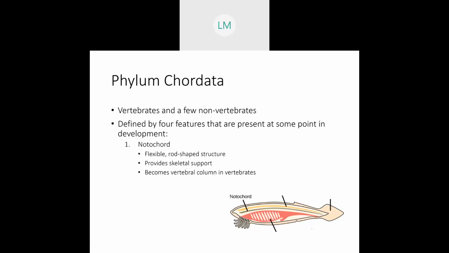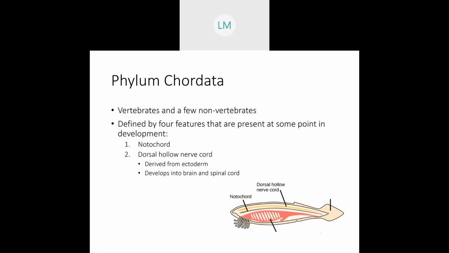The notochord is this gray line running along the body of this chordate. It is a flexible rod that provides skeletal support. If you are a vertebrate chordate, this is what's going to become your vertebral column. But if you're not a vertebrate, you just have your notochord.